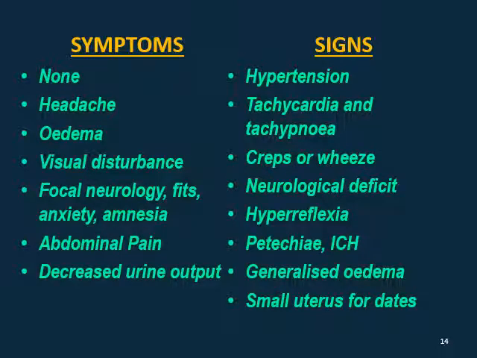Early in the disease, the patient may be asymptomatic, so mild preeclampsia is called disease of signs. Later on, the patient may develop headache, swollen lower limb, visual disturbances, anxiety, amnesia, fits, epigastric pain, and or decreased urine output. In examination, the patient will show hypertension, tachycardia, and or tachypnea, crepitation or wheezes over the chest, neurological deficits, hyperreflexia, petechiae and manifestation of intracranial hemorrhage, manifestation of generalized edema, and small for date uterus or undersized uterus.